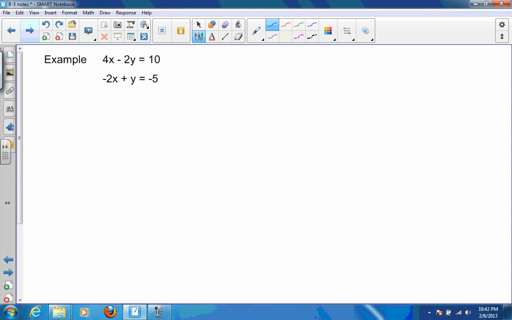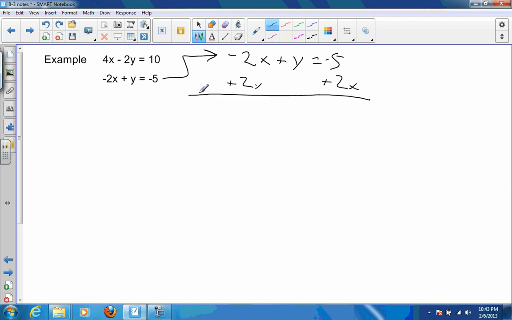Next example. I got 4x minus 2y equals 10 and negative 2x plus y equals negative 5. Again, this one is by itself, so I'm going to pick the second equation and solve for y. So I got negative 2x plus y equals negative 5. And I'm going to solve this for y. So all I got to do is add 2x to both sides, plus 2x plus 2x. This gives me y is equal to 2x plus negative 5.